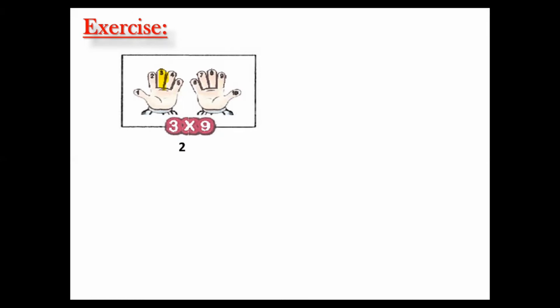And then we count all fingers after the 3rd finger. How many fingers are there after the 3rd finger, which is colored yellow? We have here 1, 2, 3, 4, 5, 6, 7. So we write number 7 in the ones place in the product. Let's take another one.